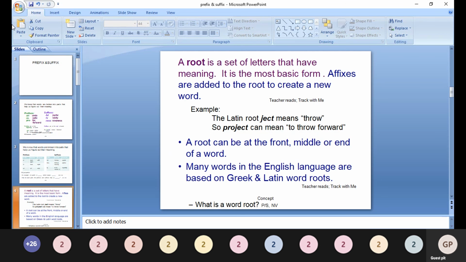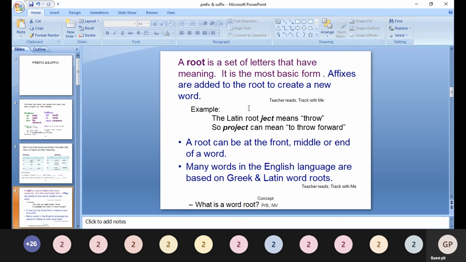A root is a set of letters that have meaning. It is the most basic form. Affixes are added to the root to create a new word. So affixes are prefix or suffix, words that are added in front of the root or behind the root. Okay, so if you know the root word, and if you see an affix added to it, probably a prefix or a suffix, and if you know the meaning of that, you could very easily come up with the meaning of the word.